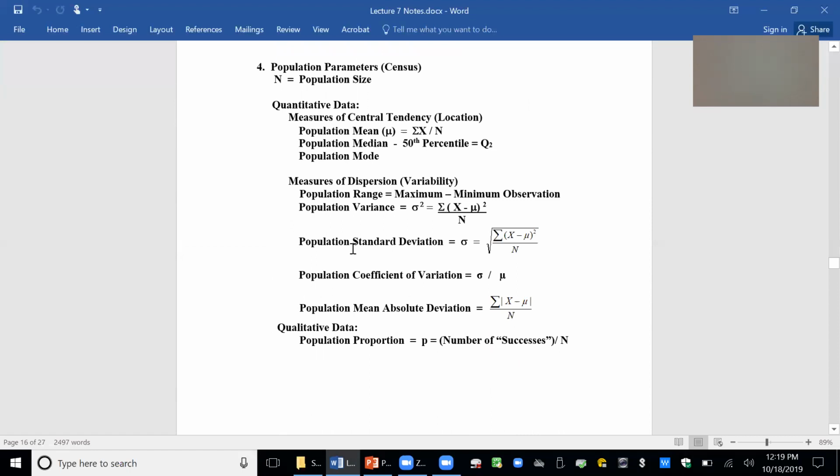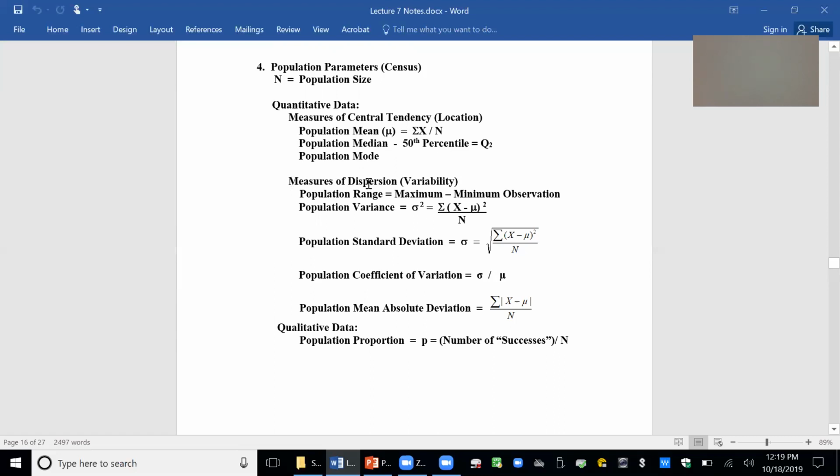Okay, let's introduce these population parameters. When I go out and do a census, I need you to memorize the following 4 symbols for the rest of the semester. Cap N, big N, is the population size. If I do a census of quantitative data, then I get the mean, the median, and the mode, same as always, but mu is the symbol for the average of everybody. Mu is the average of the entire population.